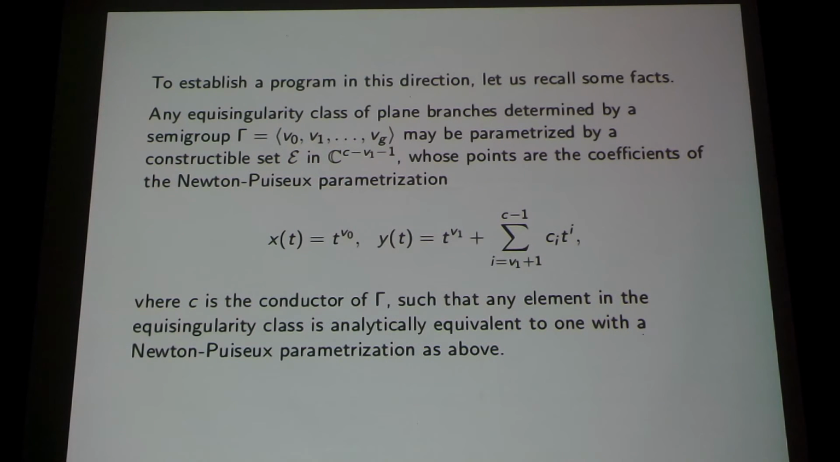Any equisingularity class of plane branches determined by a semigroup gamma may be parameterized by a constructible set E in C to the (C minus v1), where v1 is the second generator of the semigroup, minus 1, whose points are the coefficients of the Newton-Puiseux parametrization, truncated at the conductor minus 1. C is the conductor of gamma, such that any element in the equisingularity class is analytically equivalent to one with the Newton-Puiseux parametrization as above. This is what Zariski did in his book.